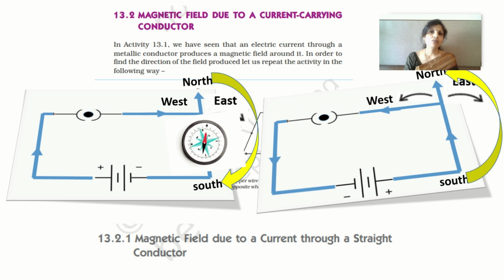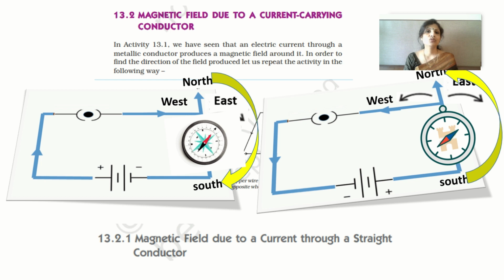Now let's check out what is the direction of the deflection of the magnetic needle. So I'll place a magnetic needle over the wire and you can check out that the north pole is deflecting from south to north direction. So from this activity we concluded that the direction of flow of electric current and the direction of the deflection of the magnetic needle remains the same.